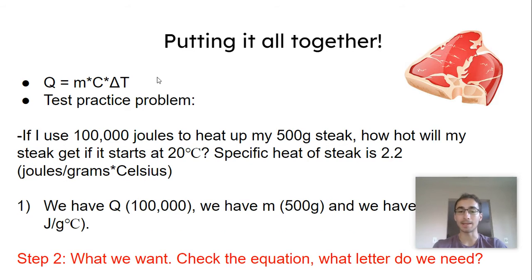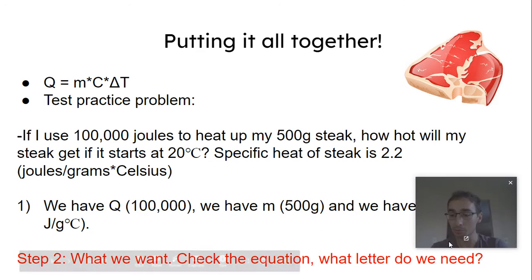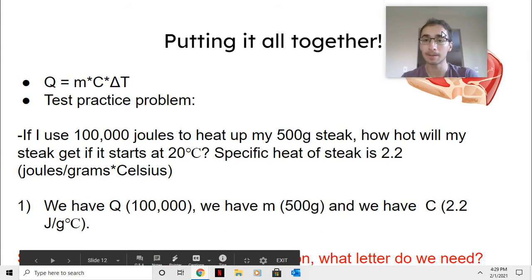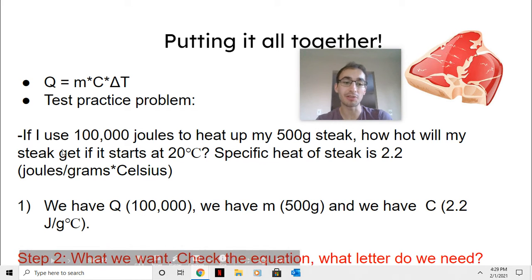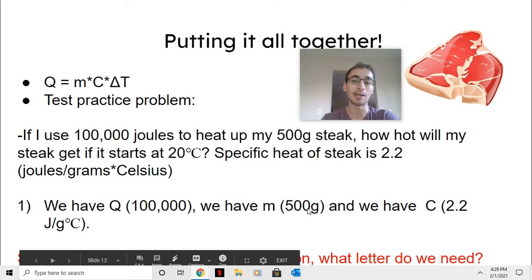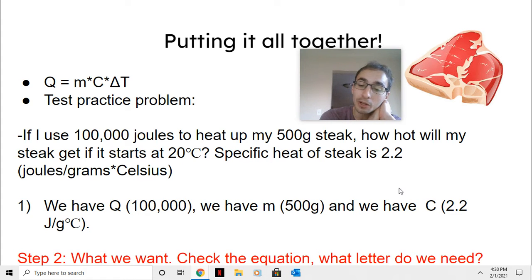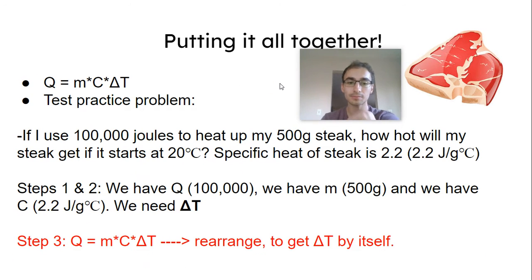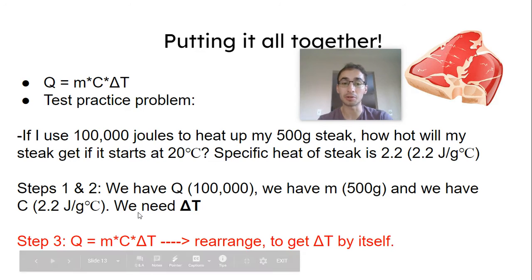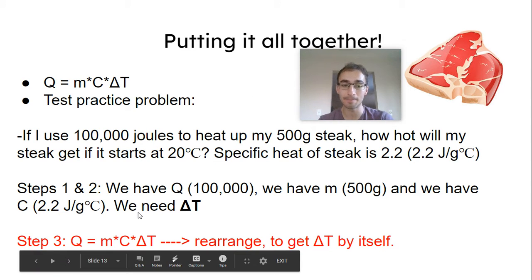Okay. The next note, we do have Q. We have Q, that is 100,000 joules. We also have M, 500 grams. And we also have C, 2.2 joules per gram per degree. Now, next, what letter do we still need to find out? What letter do we need? So now, once we have that, you should have noticed we needed delta T.